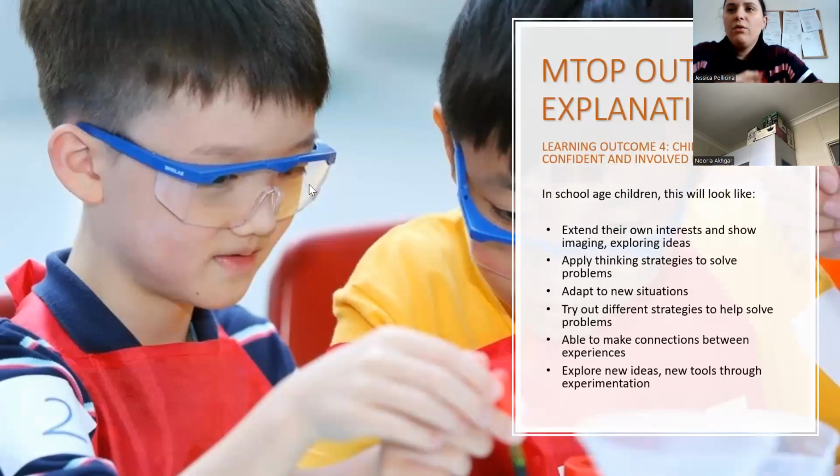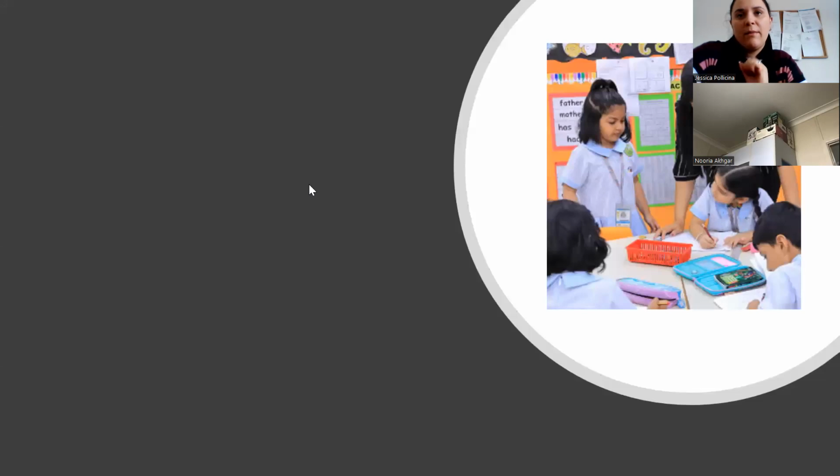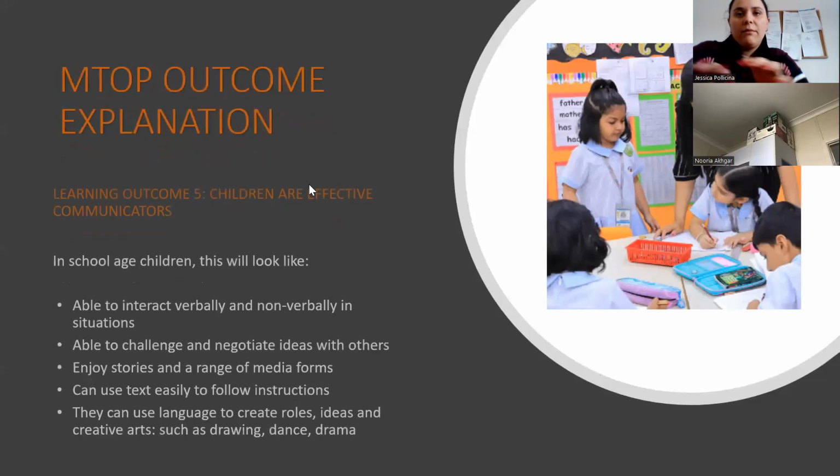So outcome 4, children are confident and involved learners. In school age children, this will look like the child being able to extend their own interests and explore new ideas, apply thinking strategies to solve a problem that you give them, adapt to new situations or new environments around them, trying out different strategies to problem solve, being able to make connections between experiences and exploring new ideas and new tools through experimentation and trial and error.